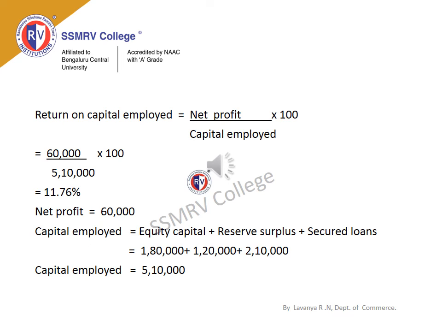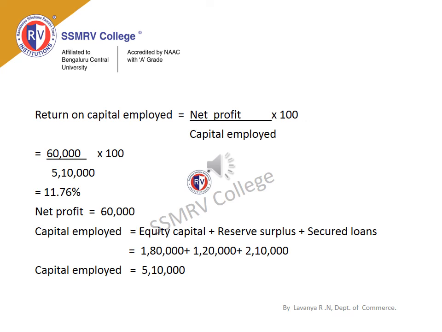Now we will discuss return on capital employed. Return on capital employed is a profitability ratio based on investment. Return on capital employed will measure the overall profitability of a concern, and it is computed by using the following formula: net profit divided by capital employed into 100. So net profit is given in the P&L. Net profit is 60,000, and list out the capital employed.